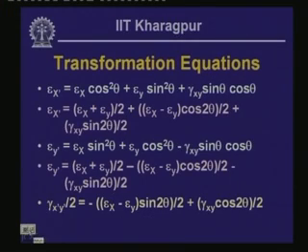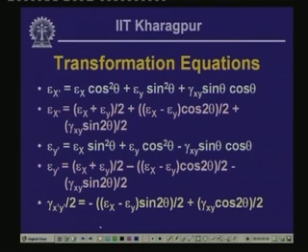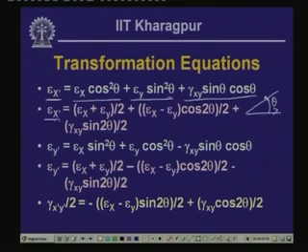Now, the transformation equations which we had derived last time: epsilon x, the normal strain in the x direction, is epsilon x cos square theta plus epsilon y sin square theta plus gamma xy sin theta cos theta, where theta is the angle oriented anti-clockwise with reference to the x axis, and thereby epsilon x dashed can be written as (epsilon x plus epsilon y)/2 plus (epsilon x minus epsilon y)/2 times cos 2 theta plus gamma xy sin 2 theta by 2.